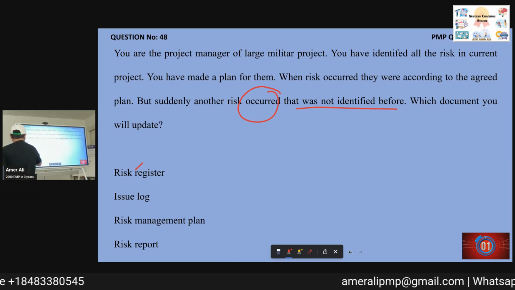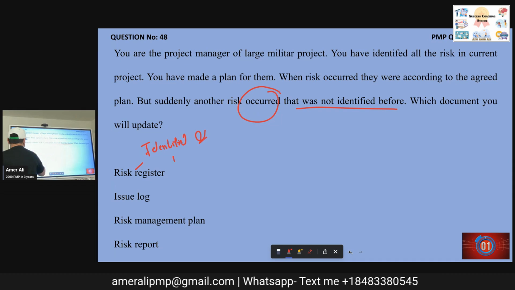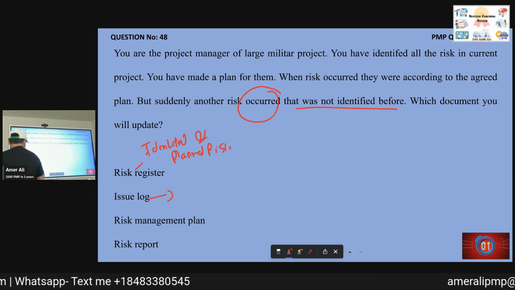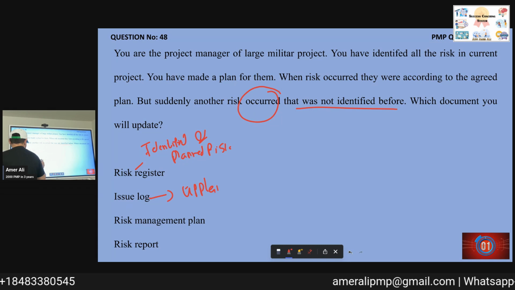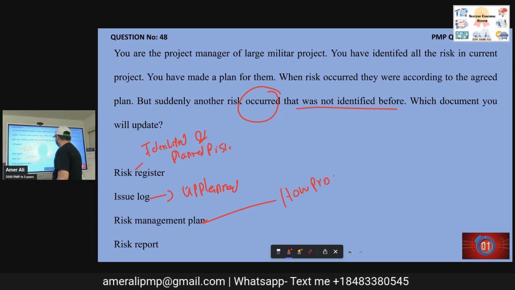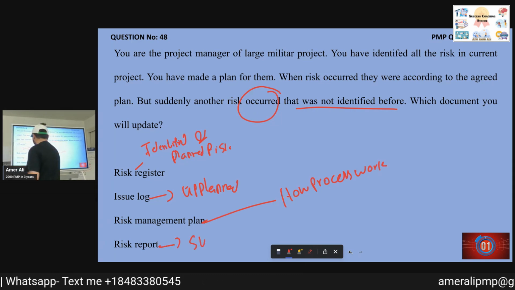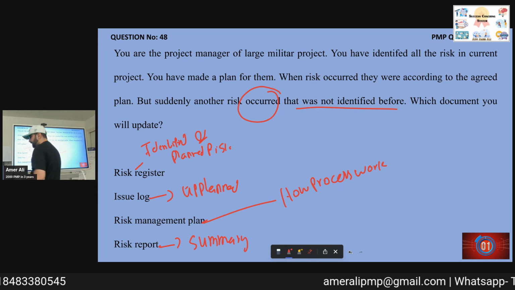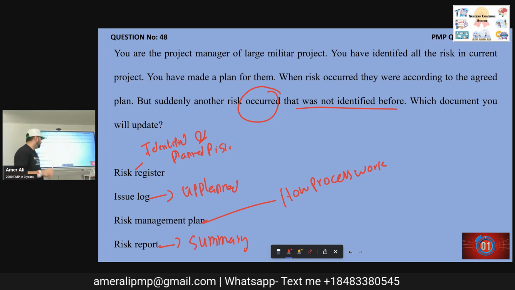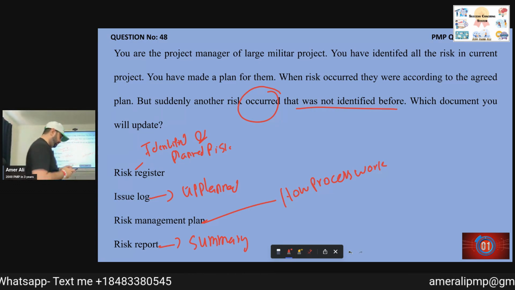Risk register: identified and planned, unplanned. How the process works. Here, the problem has happened. So it will go to the issue log. The problem has happened, so that's why it will go to the issue log.